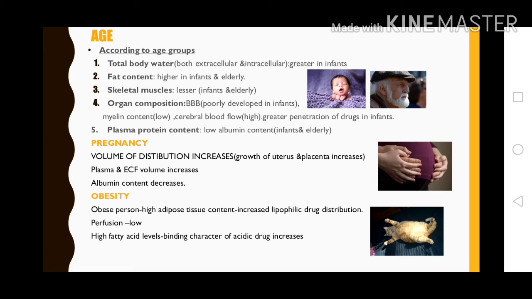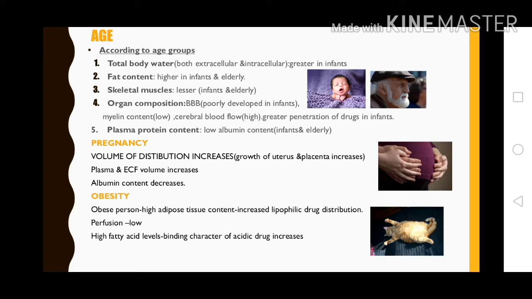The third is skeletal muscles, which are lesser in infants and the elderly. In accordance with the organ composition, the blood-brain barrier, denoted as BBB, is poorly developed in infants, and the myelin content is also low. The cerebral flow in infants is high, so there is a greater penetration of drugs in infants. Fifth is the plasma protein content. The albumin content is low in infants and the elderly, so drugs which are more likely to be bound by plasma proteins tend to distribute less.